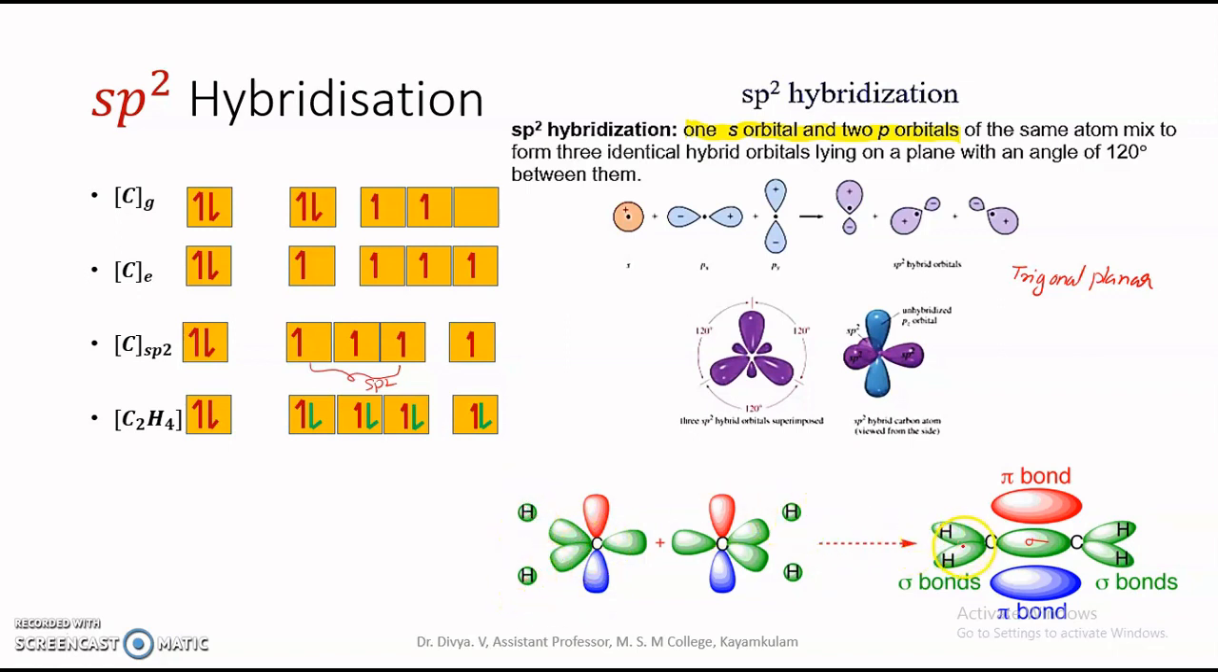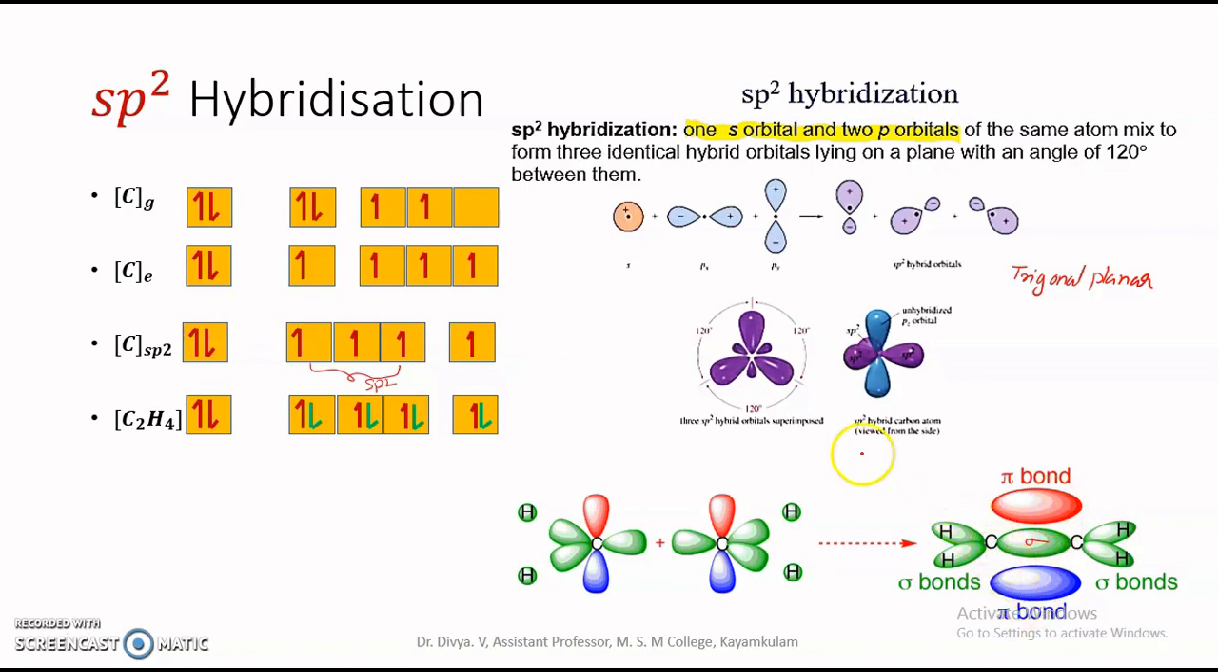Okay, this is the case, and these are also sigma bonds. We know that each sp2 hybridized carbon atom has an unhybridized p orbital lying perpendicular to the plane, and they overlap sidewise, leading to the formation of pi bond. So these are the pi bonds.